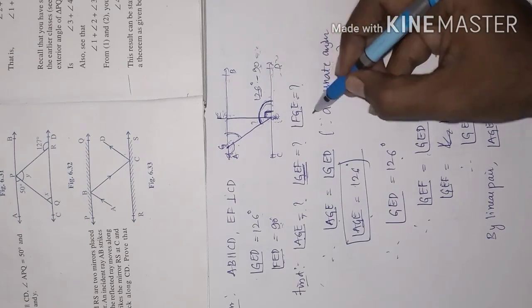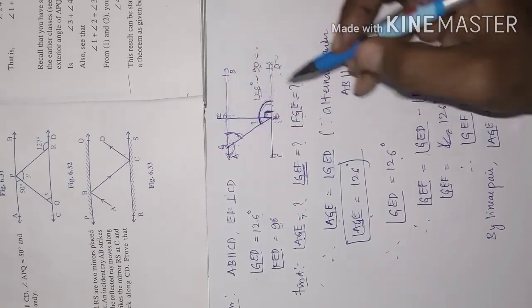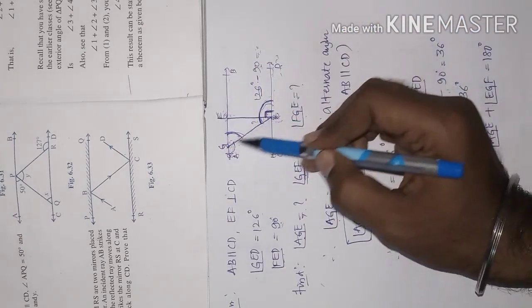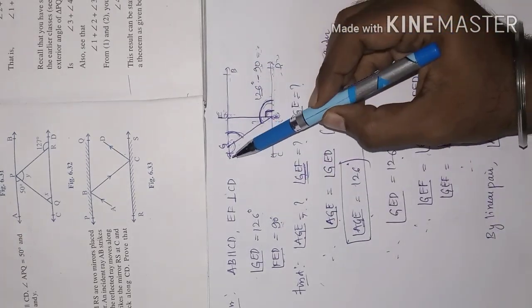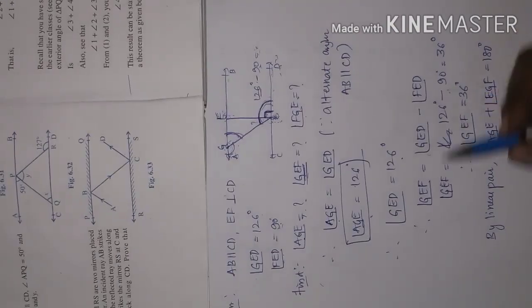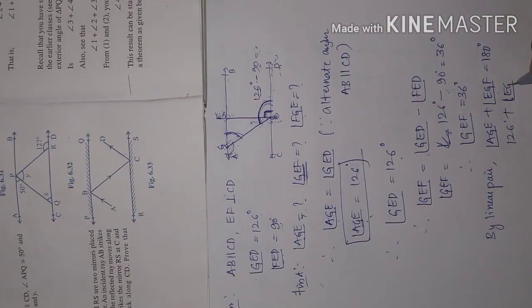No, we need this part, FGE. This angle I need it. So because of that, I am using this linear pair. Once again, AGE plus EGF is equal to 180 degrees. What is AGE here? AGE is 126. Plus EGF, which is what we should find. So we will keep it as it is, EGF, which is equal to 180 degrees.